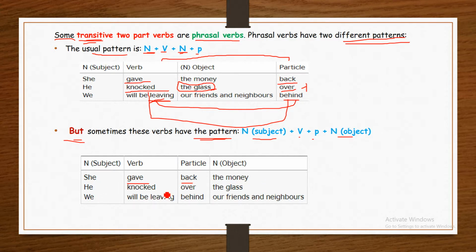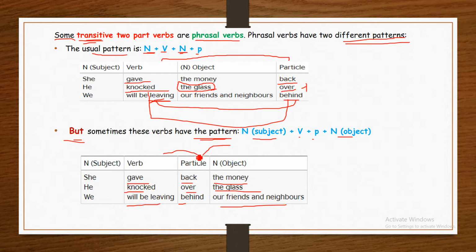She knocked over the glass. We will be leaving behind our friends and neighbors. Here, the object comes after the verb and the particle. The object comes at the end of the sentence.